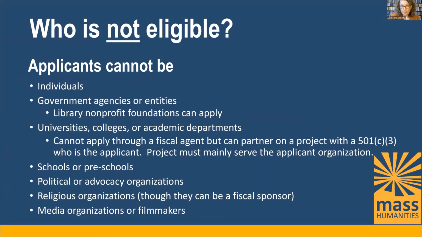Universities, colleges, and academic departments are also not eligible to apply. Because we've been getting a few questions on that, I just wanted to explain. We had a question about whether a university entity could find a fiscal agent and apply through the fiscal agent. You can't do that if you are a university, a department or an institute at a university. It is possible that you may be working on a project in partnership with a 501c3, and that 501c3 could be the applicant organization. What we'll want to see is that the project is mainly serving the applicant organization, and mainly helping to build the digital capacity of the applicant organization.